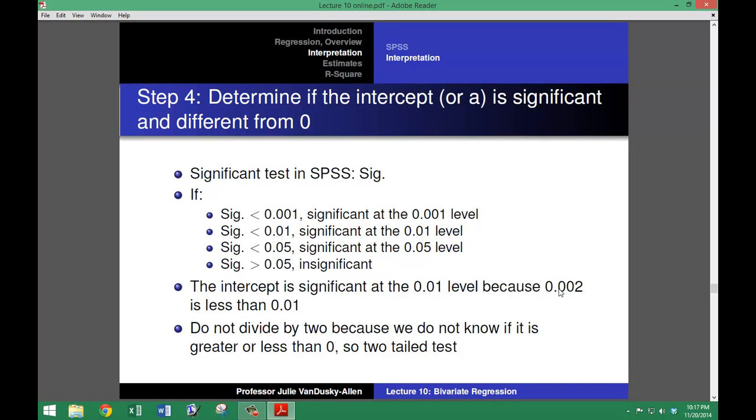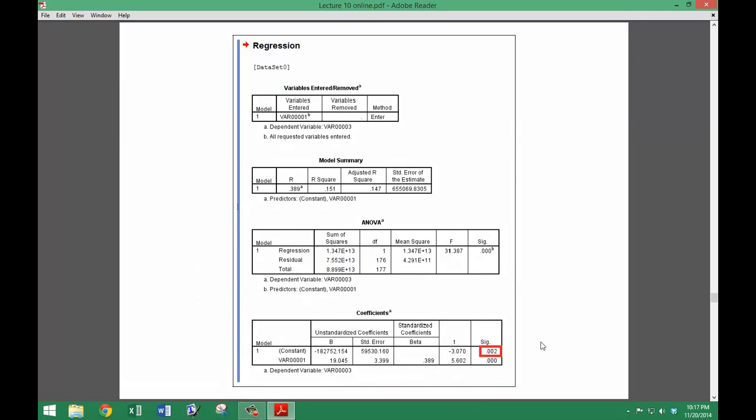Next, you have to determine if the intercept a hat is different from 0. The sig value in SPSS for a hat is at the end of the row here, the constant row.